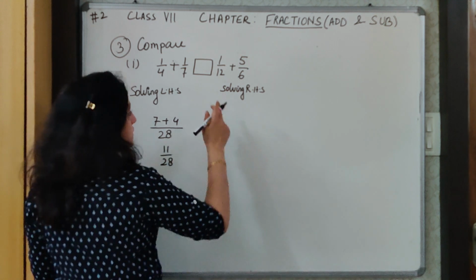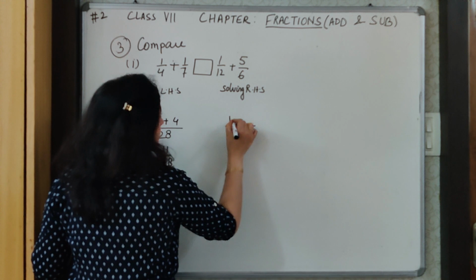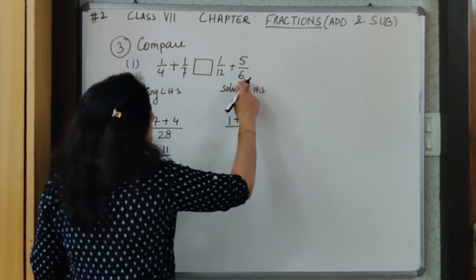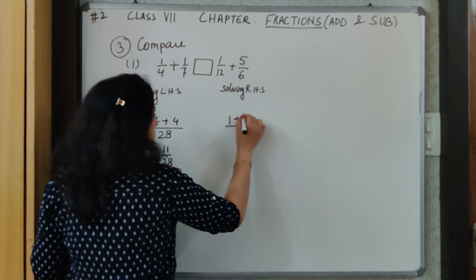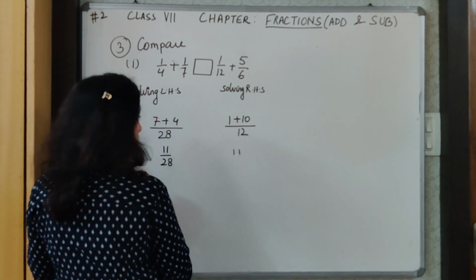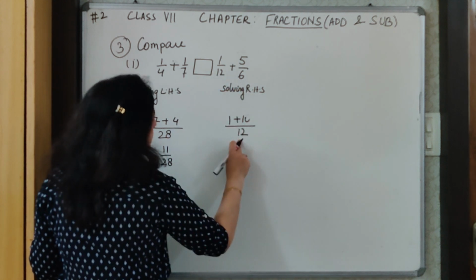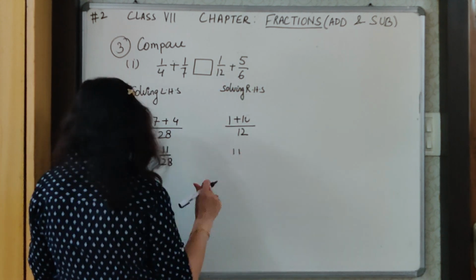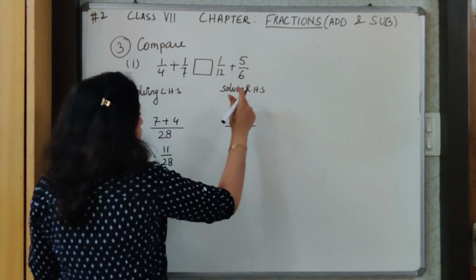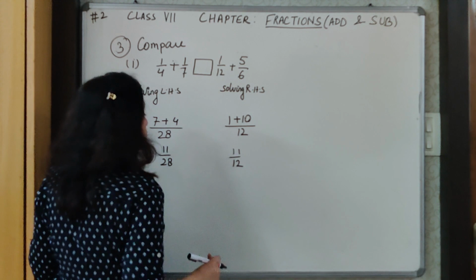Now we proceed to the RHS. 12 and 6 will have the LCM 12. So I get over here 1 plus 6 2s are 12, 5 2s are 10, which will give me 11. 6 2s are 12. Sorry, this will remain 1. And over here we will have twice. So this will be 10, right? Which will give me 11 upon 12.